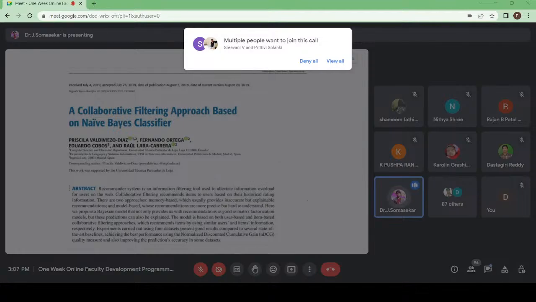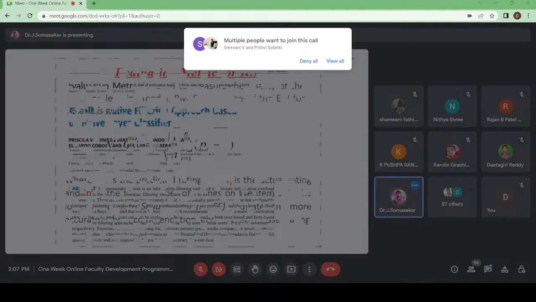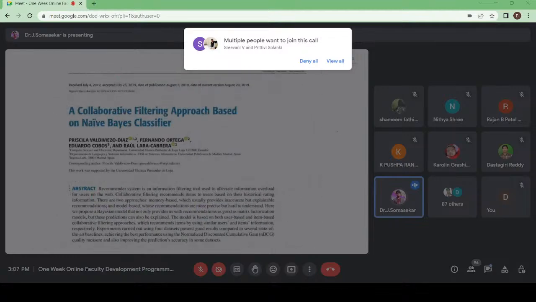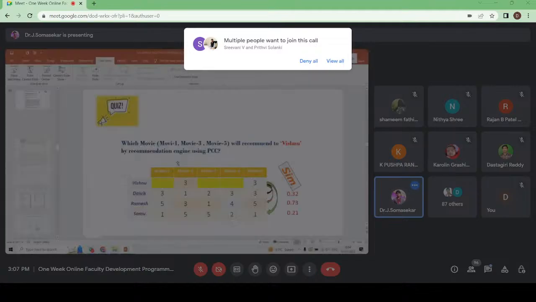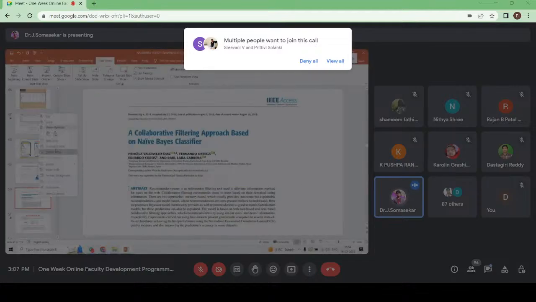We can even apply the collaborative filtering process by using a Naive Bayes classifier. Of course, we can apply a Naive Bayes classifier for rating prediction also. Here I'll give the basic idea. Just a second. Let me make one empty slide so that I can explain easily.